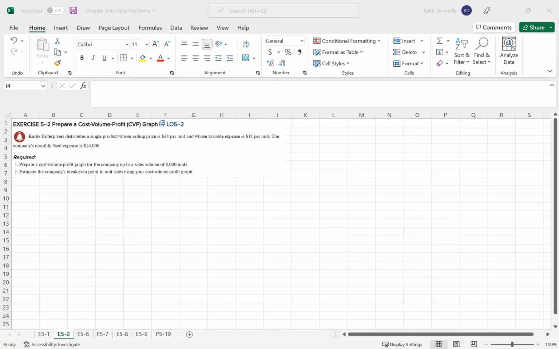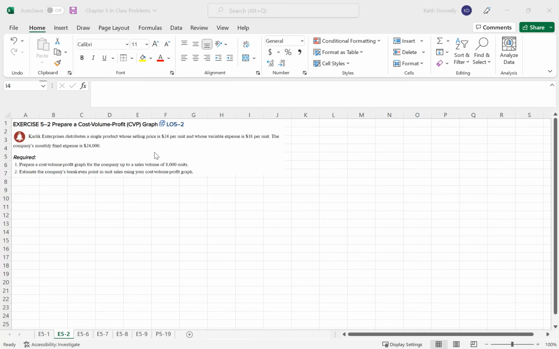Okay, let's look here at E5.2. In this case, it wants a cost volume profit graph, and then it wants a break-even point in units. But let's look at the original facts. It says Carleak Enterprises distributes a single product whose selling price is $24 a unit and whose variable expense is $18 per unit. The company's monthly fixed expense is 24 grand.